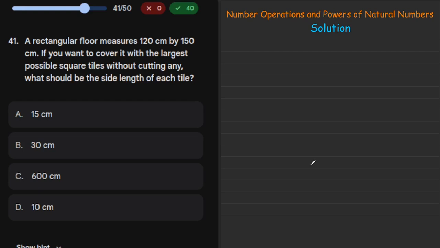Question number 41, as I've always advised, you should always try the question yourself before you come and then check the answer. In that way, you learn and learn for yourself, not just watching.